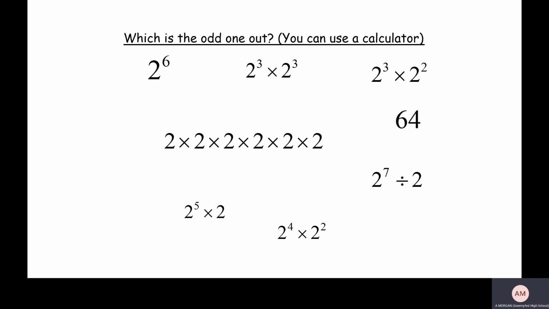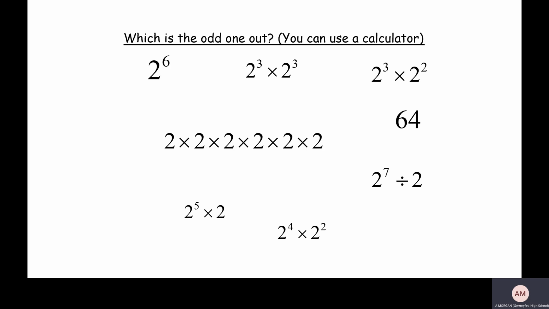So hopefully you worked them all out and you got all of them except one to be 64. And the one you didn't get to be 64 was 2 to the 3 times 2 to the 2. And there's a reason for that, which we will establish and we will revisit this starter once we have established that. But it is to do with the powers, and it's to do with the number of 2's we've got and how they're interacting with each other.